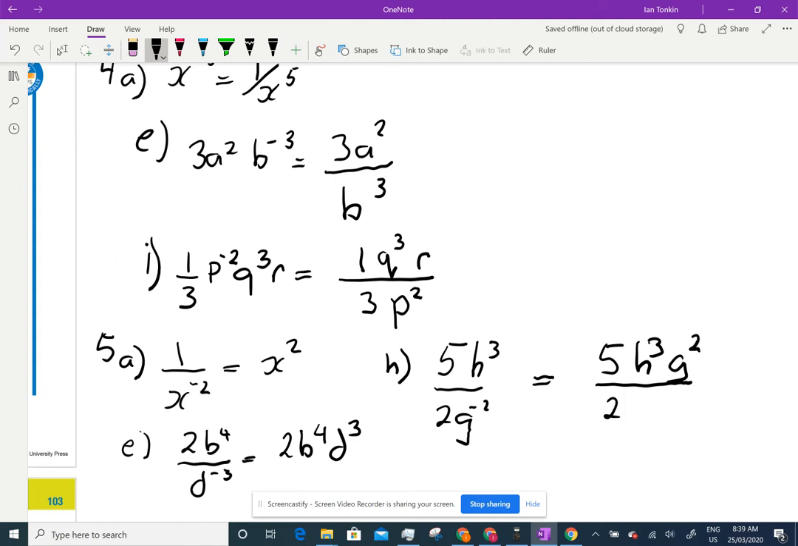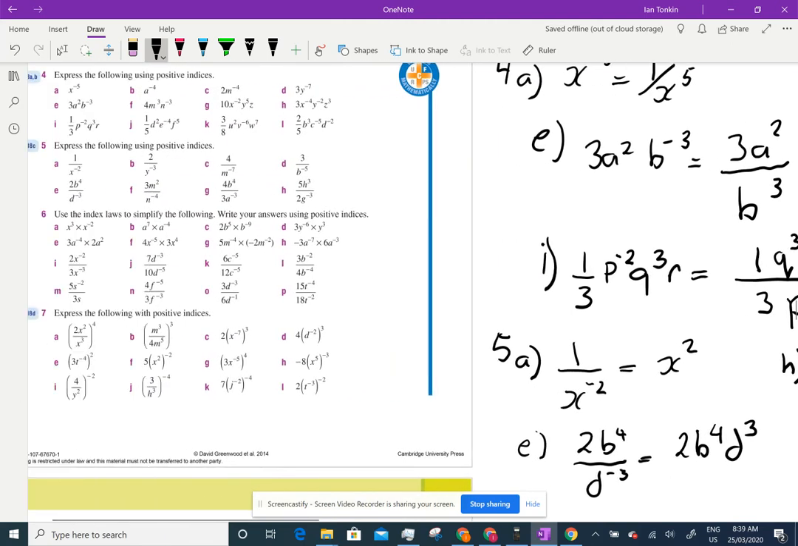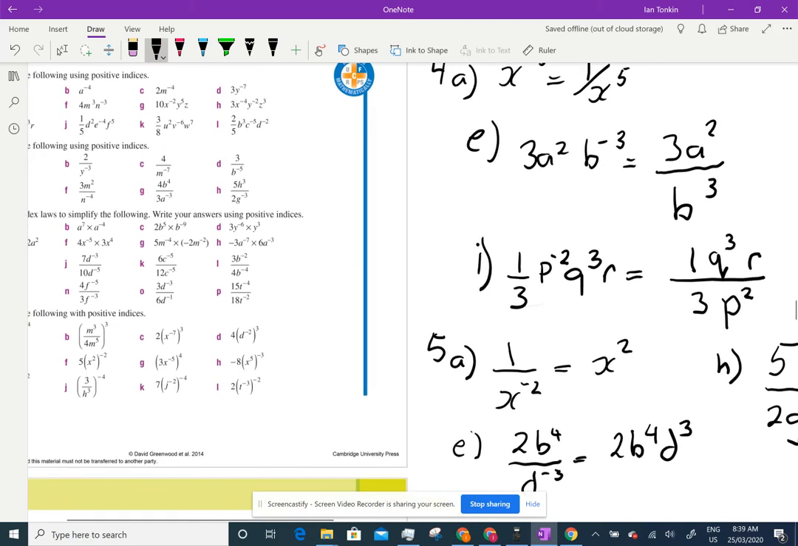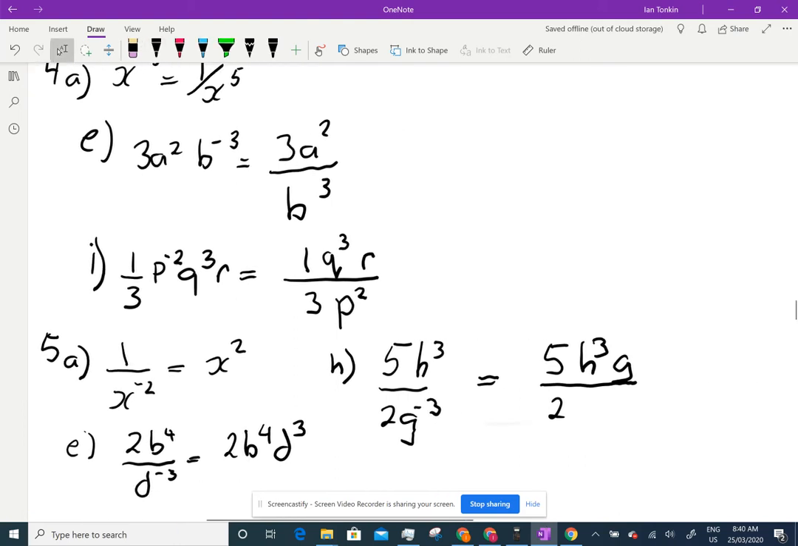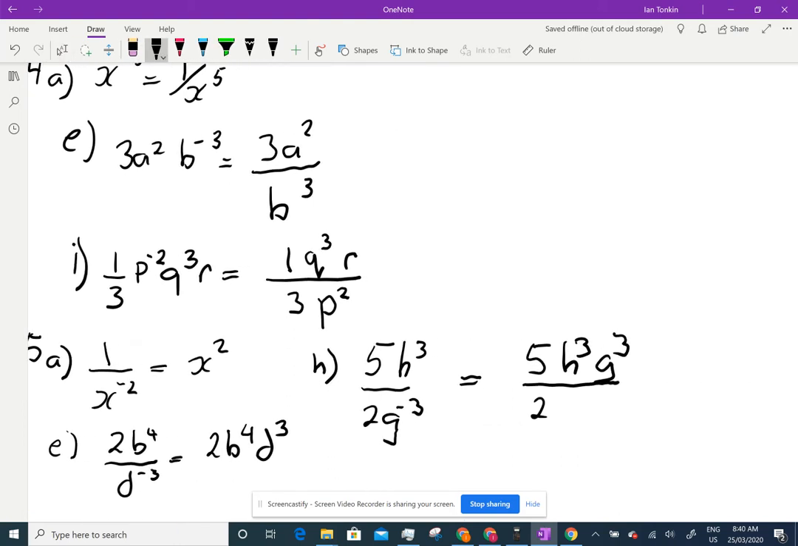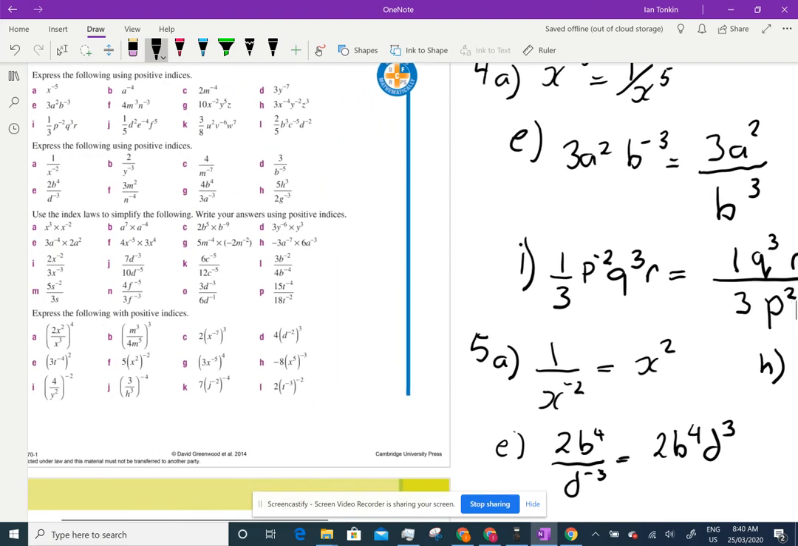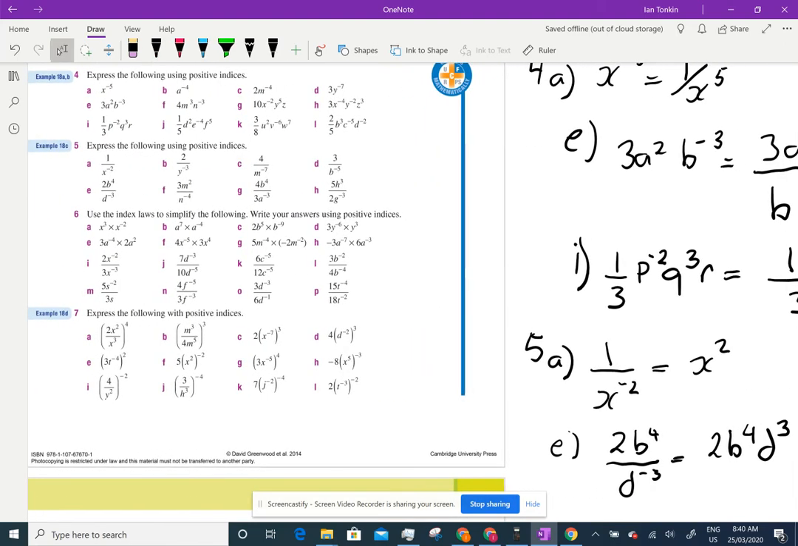And I should have written that g squared first. So question 5h. And is it cubed? I must have written it wrong because it's h squared g cubed. Have I written the question incorrectly? No, it's h cubed g cubed. So I should add a cube on that. In the answers they've got, oh no, that's what they've got. Okay. 7, we get powers to powers.